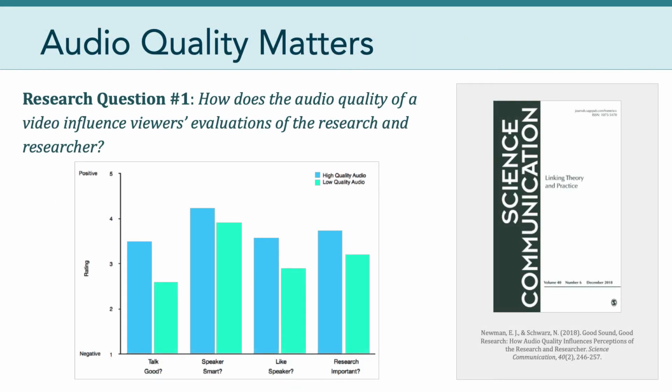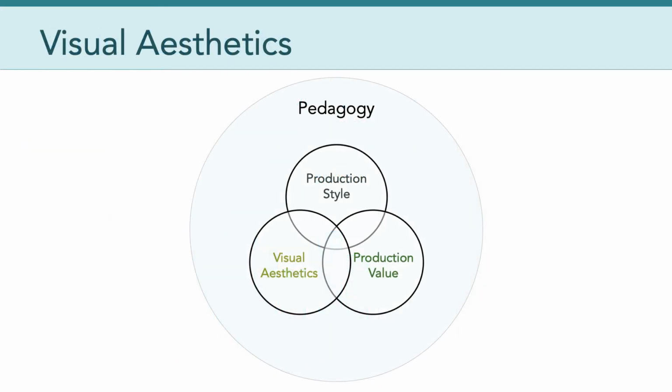Now, why do we care about any of this? Well, because we learned last week that empirically we know audio quality matters when it comes to video. As we talked about, audio quality impacts people's perceptions of how good a talk is, whether the speaker is smart, whether the speaker is likable, and whether or not the research being presented is important. So audio quality matters. And with that, I want to continue working our way around this Venn diagram.